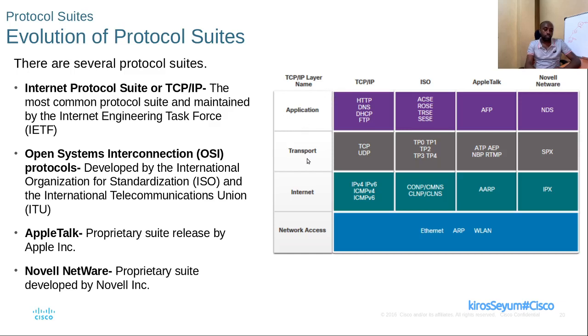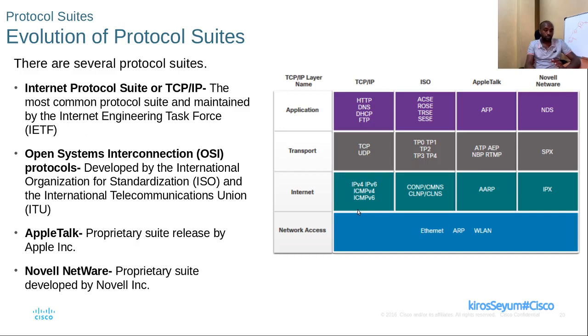In TCP/IP you have 4 layers. The network access protocols like Ethernet, ARP, and WLAN are the lower layer protocols. Then you have the internet layer, which is the IP protocol: IP version 4, ICMP, layer 3 protocols.